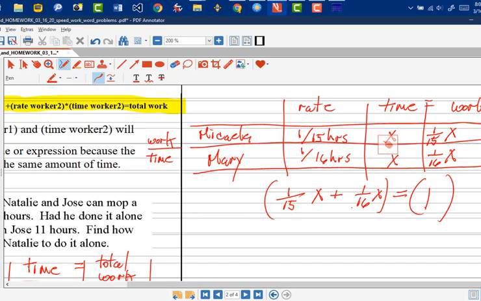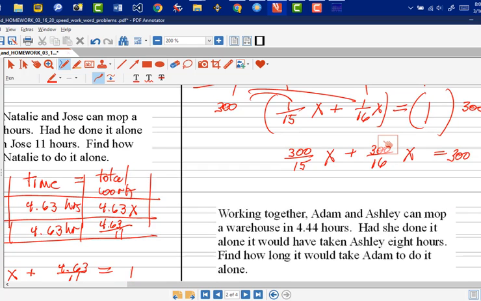Let's see, I can easily find a common multiple by just multiplying them together. It would be great if it's the least common multiple, that would keep my numbers down. But in the interest of speed here, we're going to just multiply by 300. So when I multiply both sides by 300, I get 300 over 15x plus 300 over 16x equals 300.